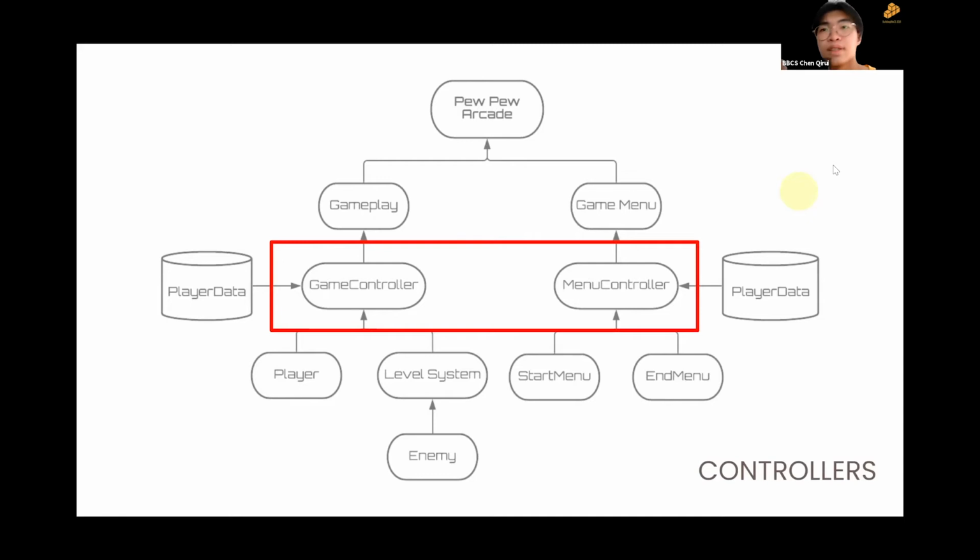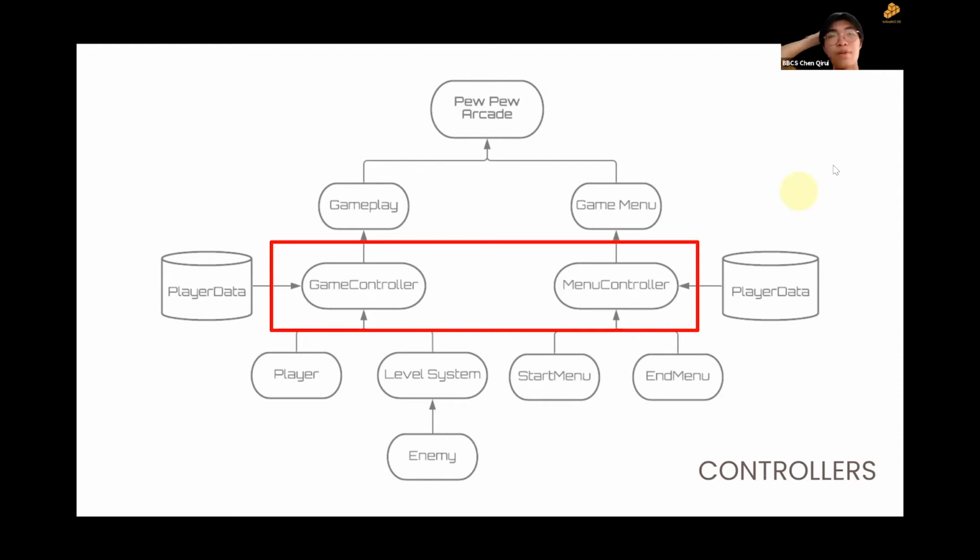Then controllers. Controllers are game objects that are very fundamental to controlling the flow of certain events. They have to be there. A lot of games will have this kind of controller game object, but it's user defined. That means you can control what kind of flow and what kind of events you want to put inside the controller or the menu controller.